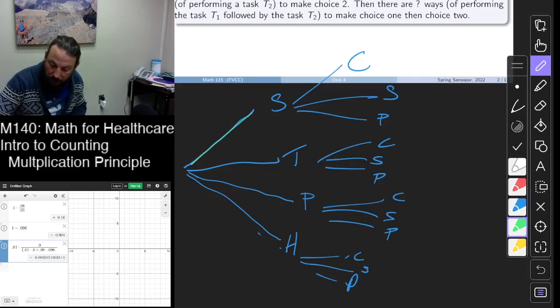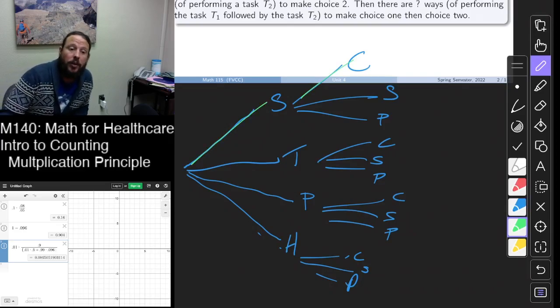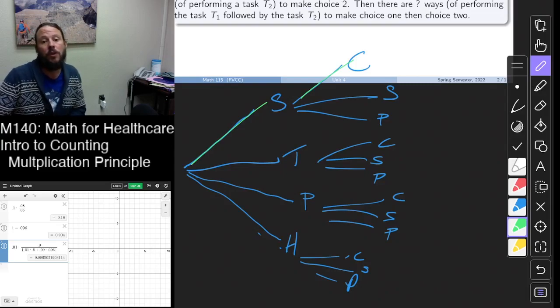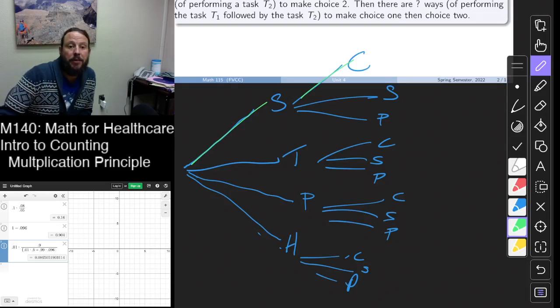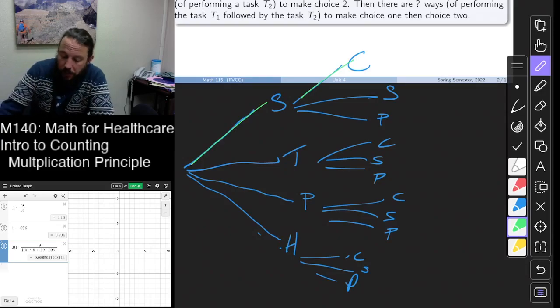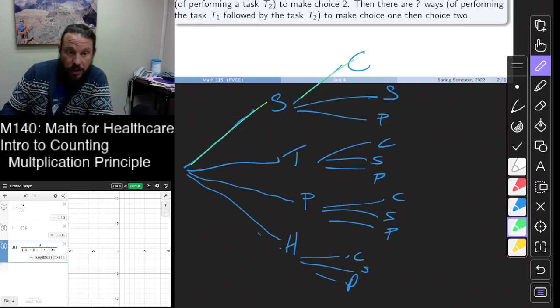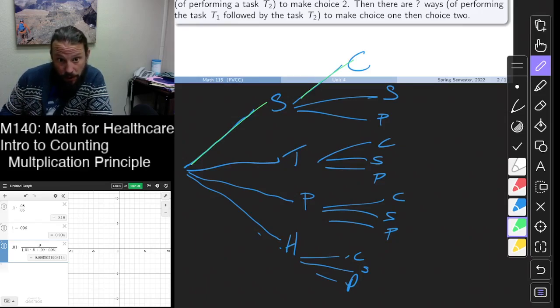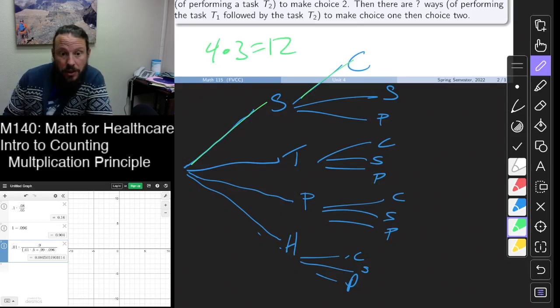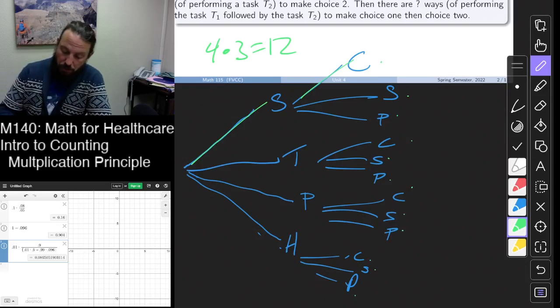Now, just like before, we want to count all the possible sandwiches. It's all the possible paths. Like that path includes a salami and cheese sandwich. So how many are there? Well, there's 4 original ones, and for each of those 4, there's 3 choices, so that's 4 times 3, which is 12. And notice if we count up 1, 2, 3, 4, 5, 6, 7, 8, 9, 10, 11, 12. And there's our multiplication principle.